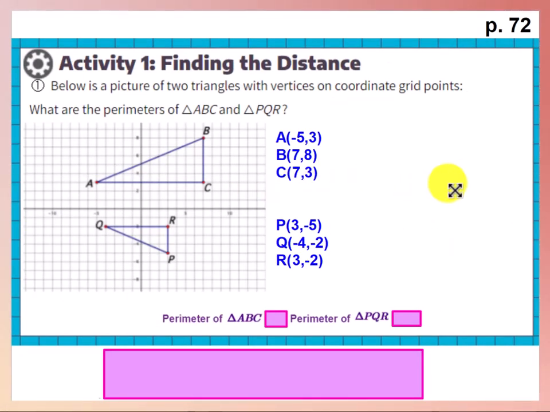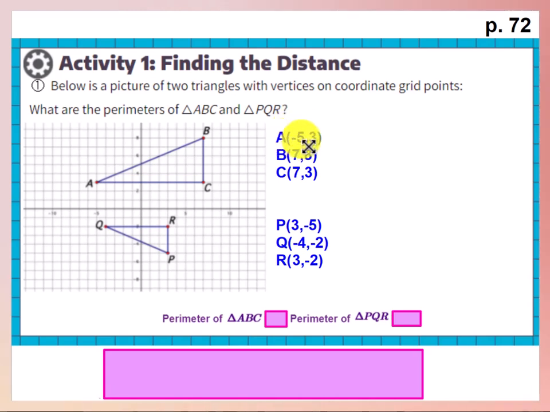Let's go to activity 1 on page 72. Below we have a picture of two triangles with vertices on coordinate grid points. We want to know the perimeters of triangle ABC and triangle PQR. Alright, so the first thing that I do, since we just have the pictures of the triangles, is I go ahead and look at the points that are labeled and I write down carefully what those coordinates are.